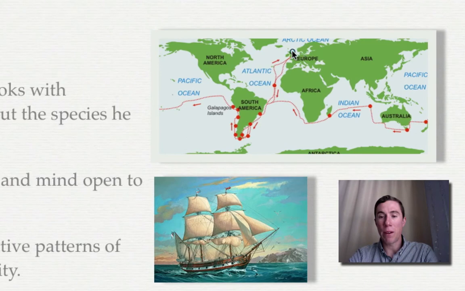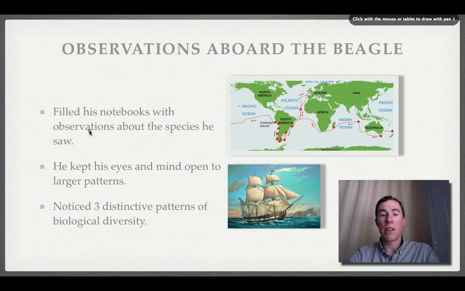Here's just a map of the route that the ship ended up taking, and the main reason this ship, the HMS Beagle, left Europe and went around the globe here is that they wanted to map the coastline of South America. And you can see all the red dots here around South America, and those are some of the major stops that they made. And while they were mapping the coastline of South America, Charles Darwin got off the boat and hiked around and picked up specimens and looked for fossils and wrote in his journal. And so he ended up filling his notebooks with observations about the different species he saw.